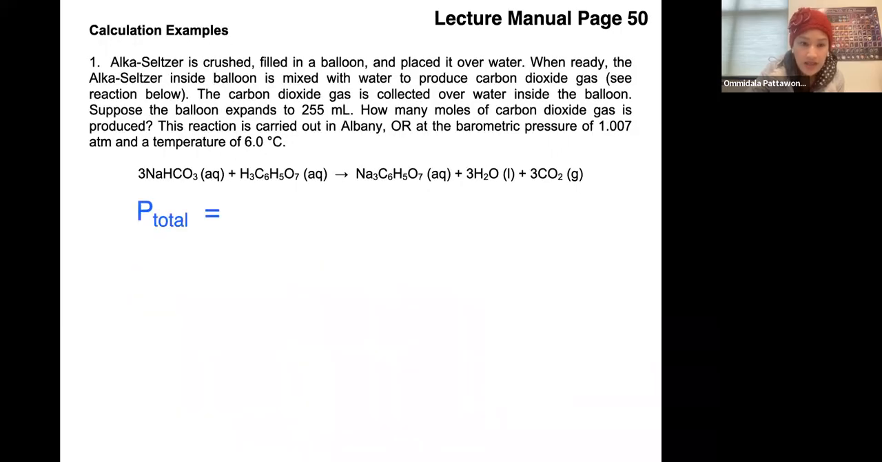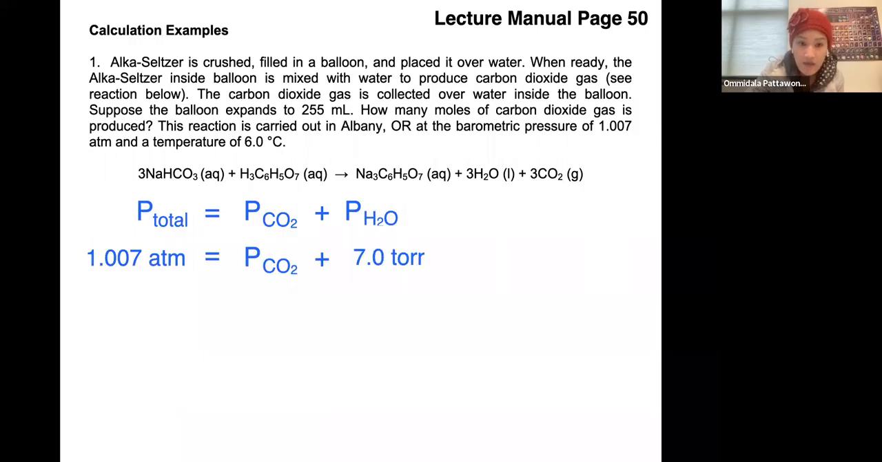So what you're going to do next is set up 1.007 atm equal to pressure of carbon dioxide plus pressure of water. If you do this correctly, you can see this is torr and this is atm. So you need to make sure they are in the same unit first before you add or subtract them. So convert that torr into atm.